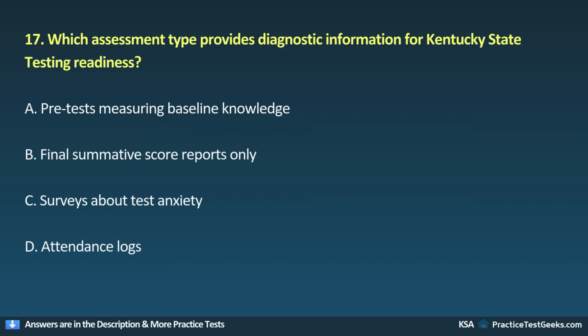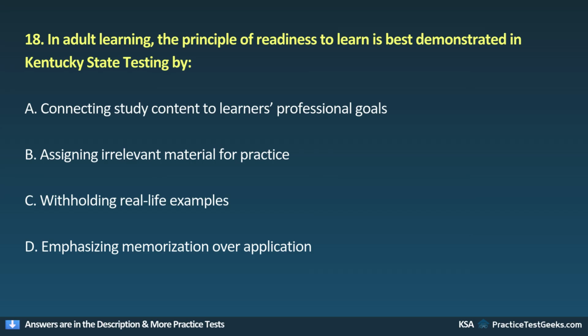17. Which assessment type provides diagnostic information for Kentucky State testing readiness? A. Pretests, measuring baseline knowledge. B. Final summative score reports only. C. Surveys about test anxiety. D. Attendance logs.